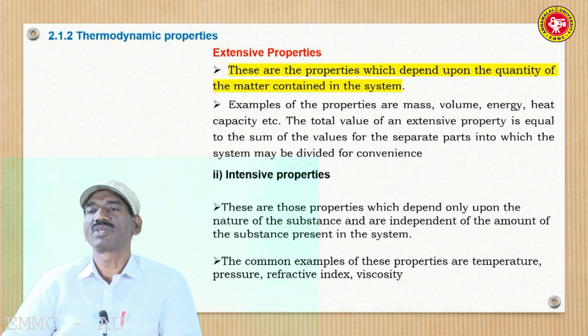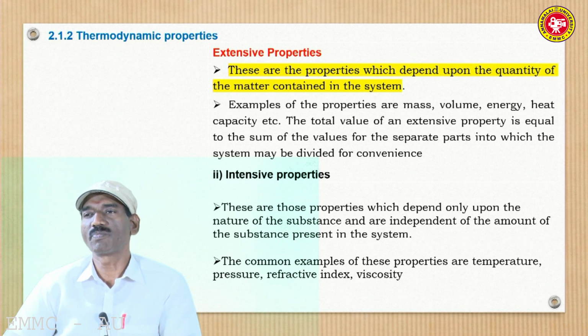Next, thermodynamic properties. Here we are going to consider extensive properties as well as intensive properties. So first of all, we are going to see extensive properties. These are the properties which depend on the quantity of matter contained in a system. Examples of these properties are mass, volume, energy, heat capacity, etc.